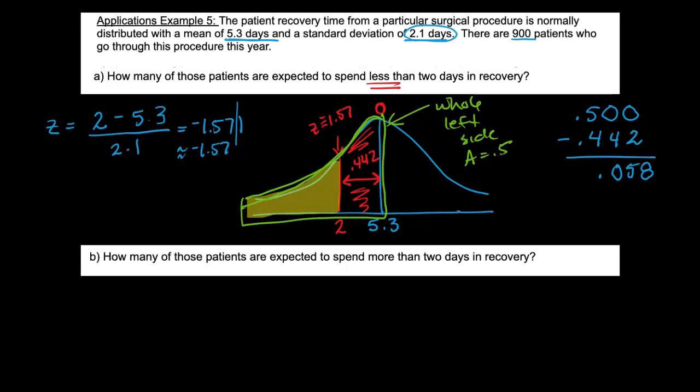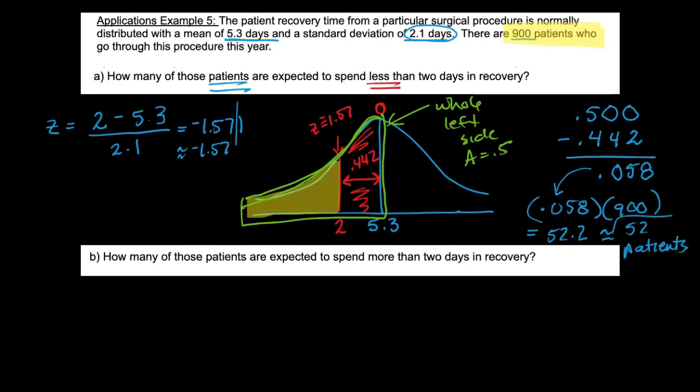And if we wanted to find 5.8% of all of the people, we have to look in the problem. Remember, there are 900 patients. So we need to figure out what is 5.8% of 900. Well, we can just take the decimal equivalent, which is 0.058, times 900 people, and if we put that in our calculator, we get 52.2. Now they ask us about patients, so it doesn't make sense to have 0.2 of a patient, so at this point I would just round to the nearest whole number, which would be about 52 patients. So about 52 patients are expected to spend less than 2 days in recovery.